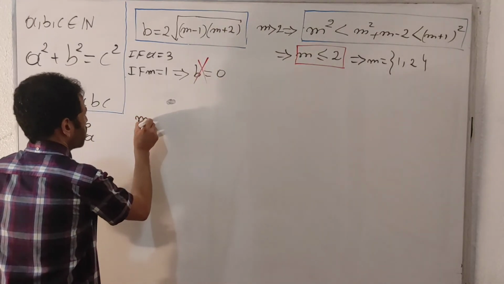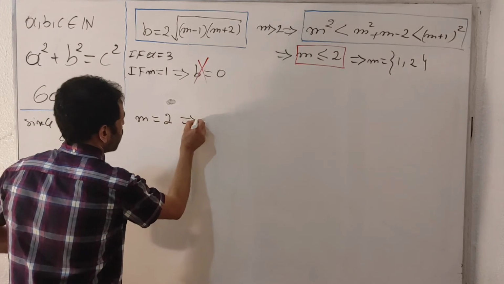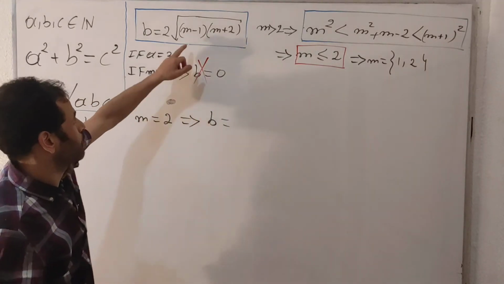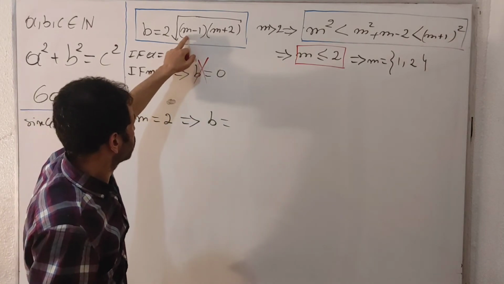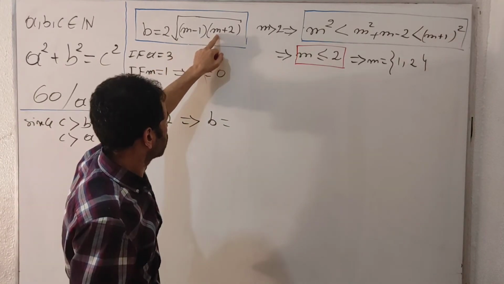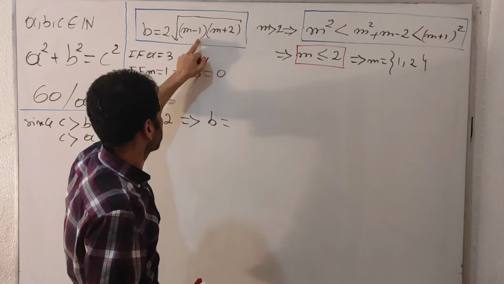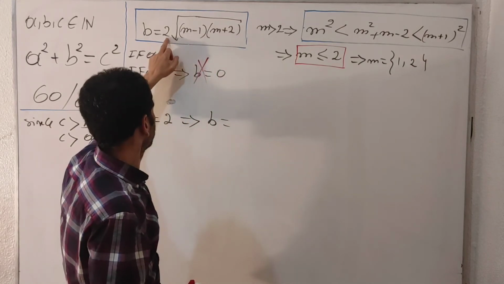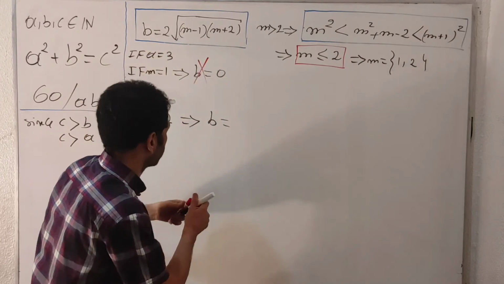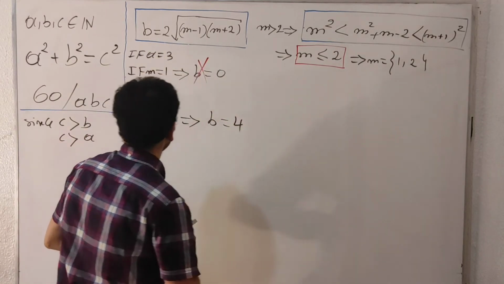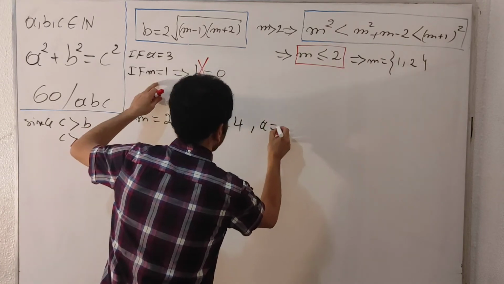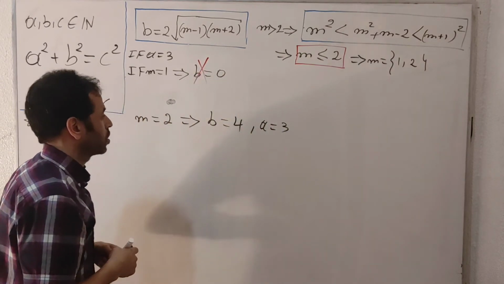That means m equals 2. If you replace m with number 2, we get 2 minus 1, which is 1. M equals 2, 2 plus 2, which is 4. 4 multiplied by 1 gives us 4. Square root of 4 gives us 2. 2 multiplied by 2 gives us 4. That means b equals 4.